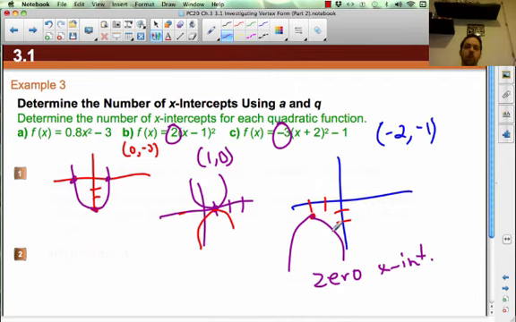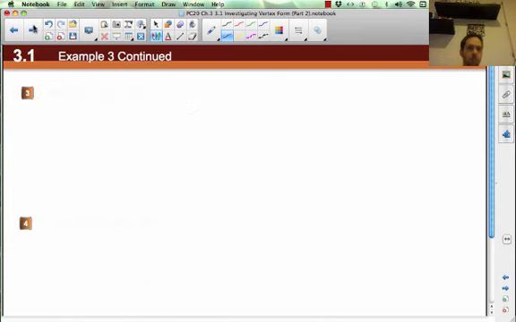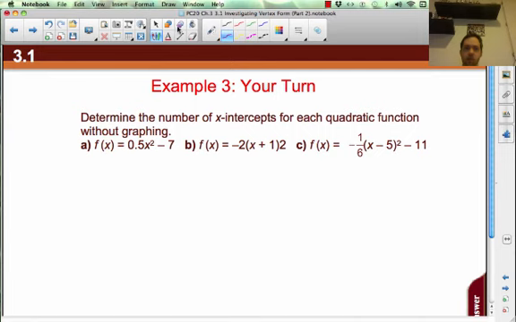Okay, if this had been a +3, it opened up, there would have been 2, just like in this scenario over here. Similarly, if this had been +1 and it opened down, so imagine our vertex was here and it opened down, there would have been 2 intercepts as well. So it's all dependent on the sign on a, and whether you've been shifted up or down from the x-axis. So here's another your turn.